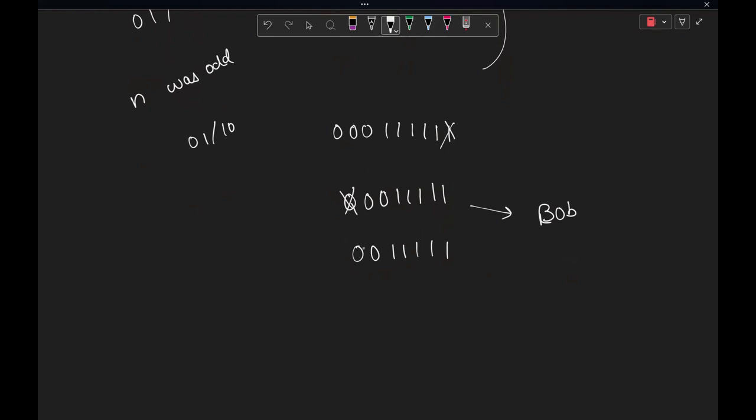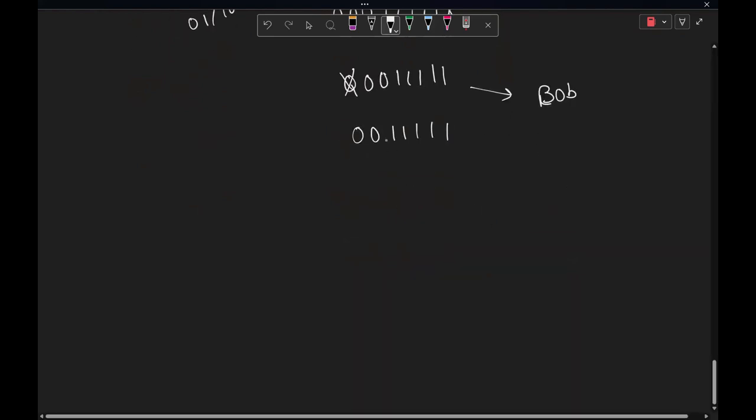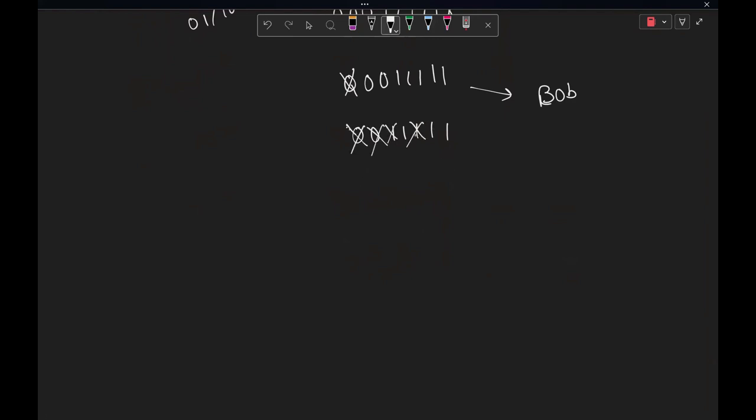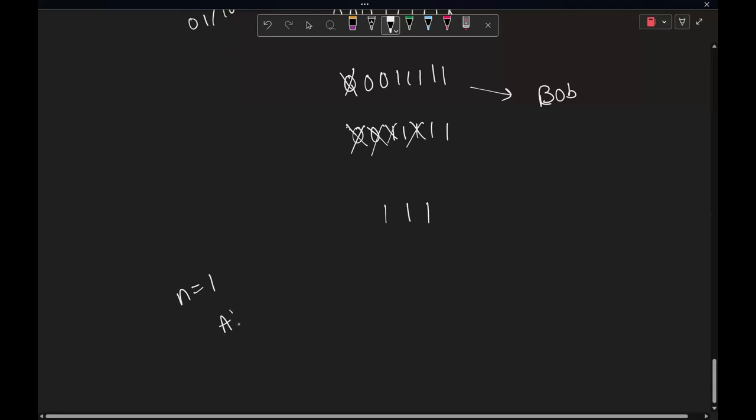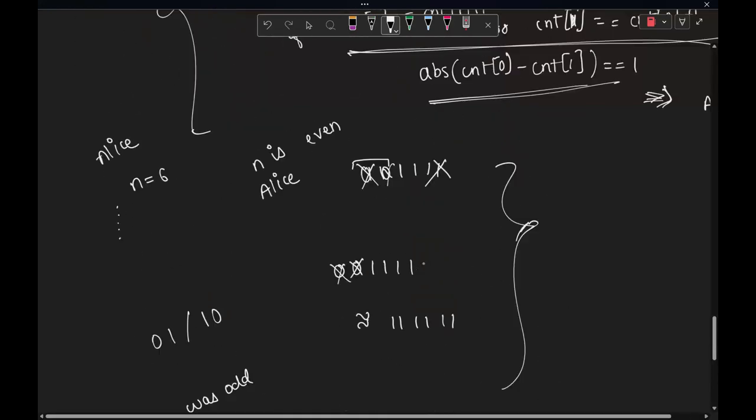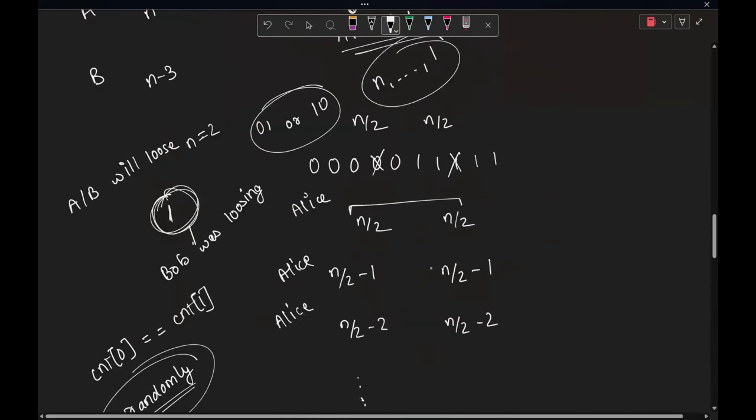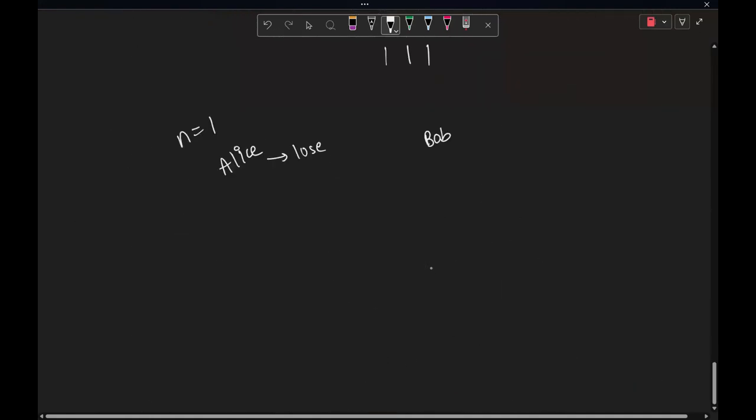So eventually, what will happen is you will remove this, Bob will remove this, you will remove a 1, Bob will remove a 0, and you would be left with all the characters having the same value. So at the end of the day, when n would be equal to 1, it would be Ali's turn and Ali will lose. So Bob will be the winner. And that's it. These are the only cases in this problem.